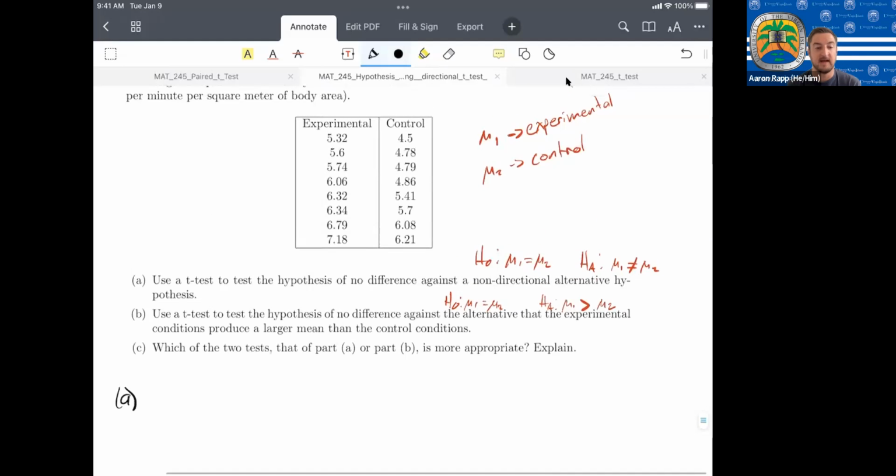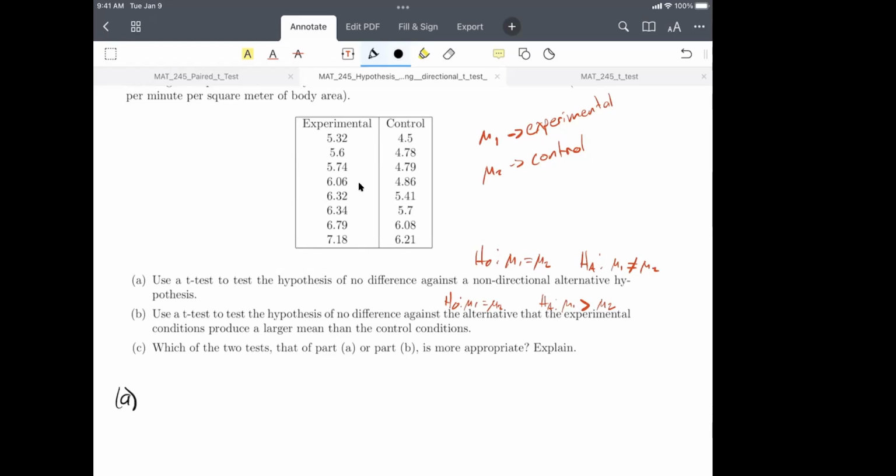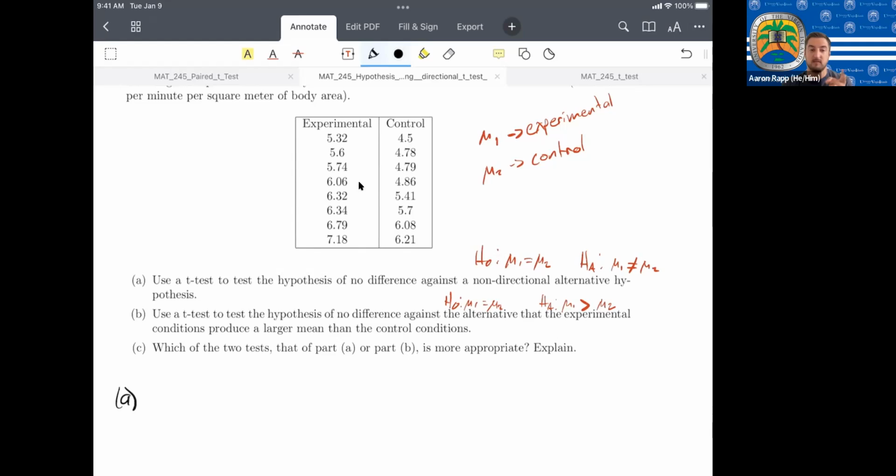So we have all this data, and from this data, I need to calculate a few things, right? I need the sample means, so the means from the experimental group and the control group. I need the sample sizes, which for both of these is what? 16, right? So there's 16 participants total, and they were split between experimental and control. So my experimental group has 8, and my control group has 8. And then I'll need to calculate the standard deviation of both of these.